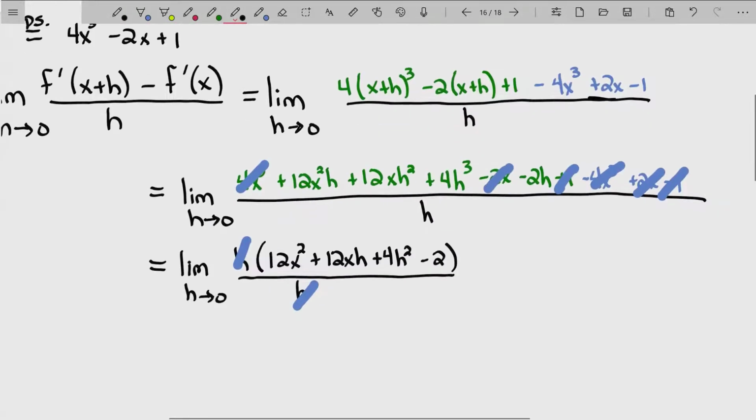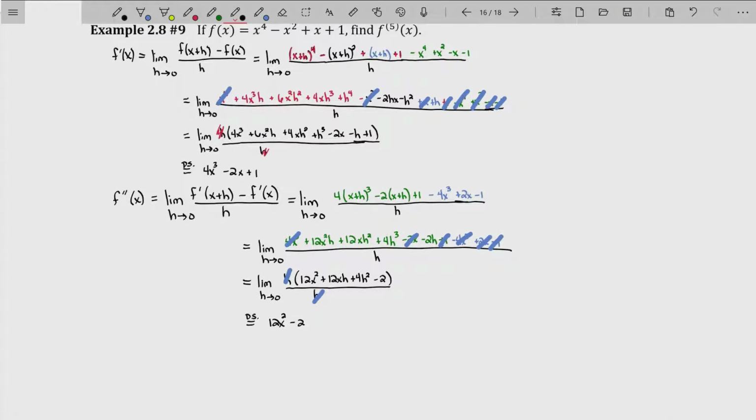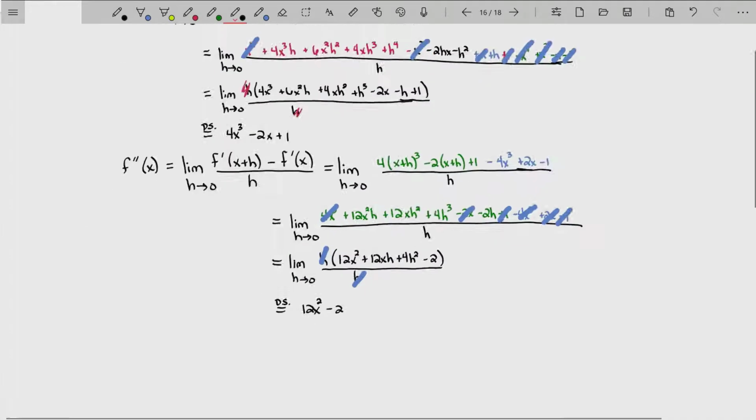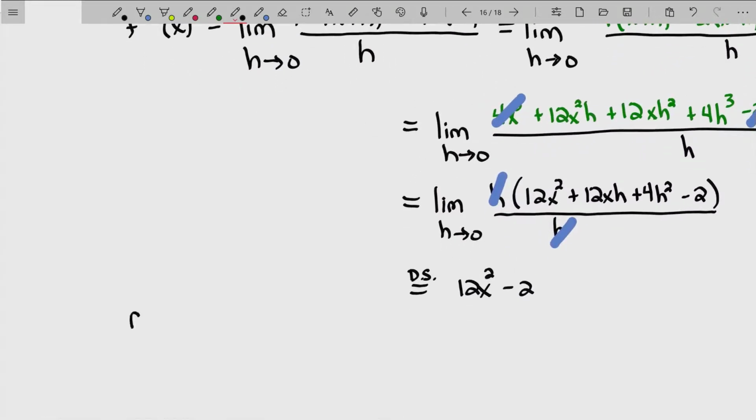So I'll just scroll down a little bit and say just direct substitution. Let all the values of h go to 0, and you'll have a 12x squared minus 2. That is the second derivative of f. Now we move on to the third. Notice that actually wasn't as bad as the first derivative. They get easier as you move on, for at least polynomials, I should say. It's not true for many other functions, but for polynomials, the derivatives get much easier as you move forward.